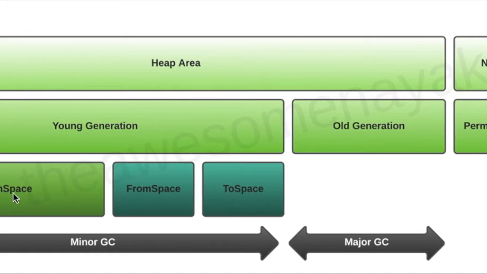We have eden space, S0, S1, old generation. So the minor GC is this one, major GC is this one, and there's also a full GC which happens when, let's say, all of the spaces are allocated from here till here. At that time major GC will happen.